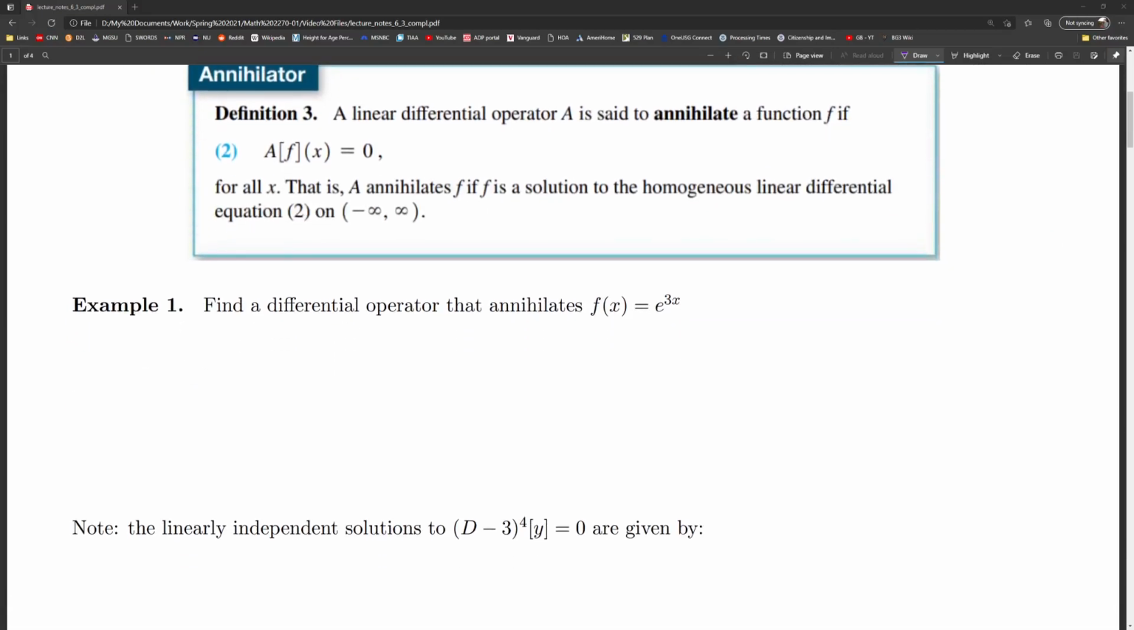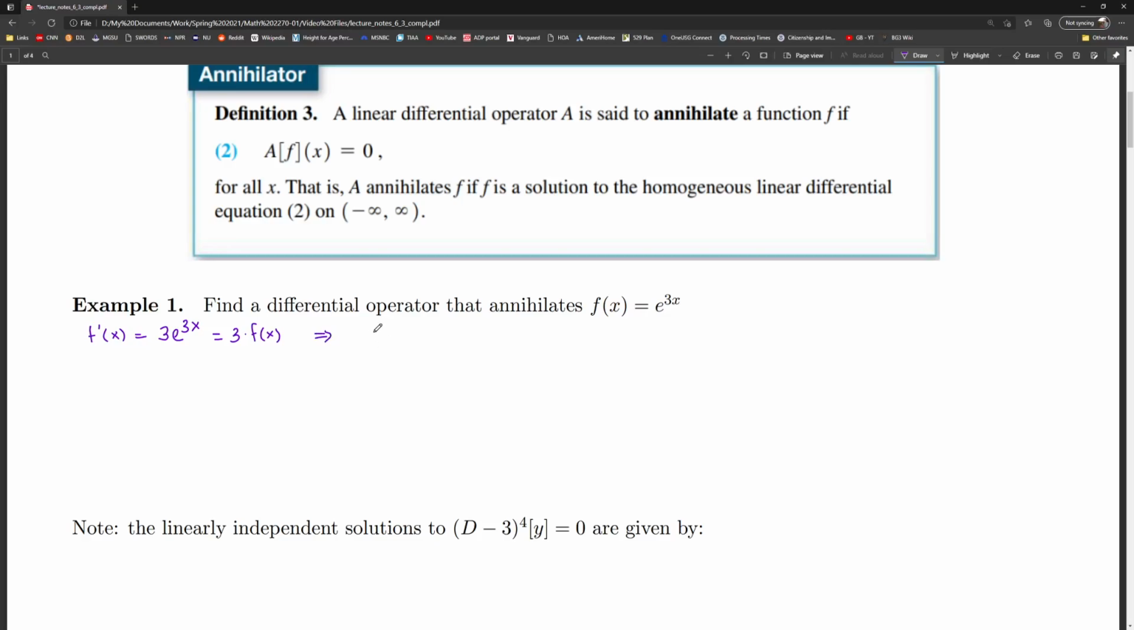So let's do an example where we try to find a differential operator that annihilates f of x equals e to the power 3x. What we need to keep in mind here is that we're going to take a look at f prime of x. That's e to the power 3x times the derivative of 3x. So that actually gives us 3e to the power 3x, and another way of writing that is 3 times f of x.